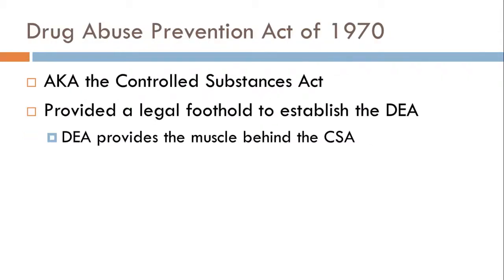of 1970. Also in 1970 was the Drug Abuse Prevention Act. This was known as the Controlled Substances Act. It provided a legal foothold to establish the Drug Enforcement Agency. And the Drug Enforcement Agency is really the muscle, the people that are going to carry out the Controlled Substance Act. So this was a very important act in 1970 because it allowed the DEA to come. It's kind of interesting to me that the DEA is this new, that it basically started around the early 70s.